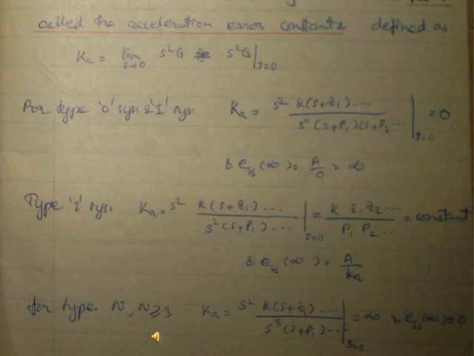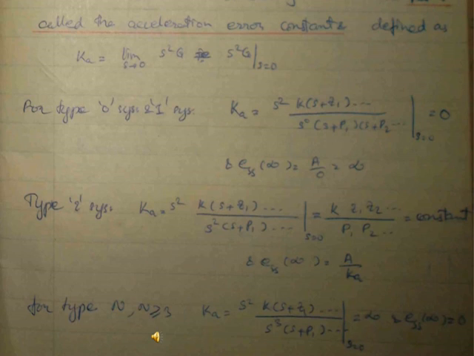For the type 0 system and also the type 1 system, we can write down the equation. K_a equals s squared multiplied by K multiplied by (s plus z1) divided by s multiplied by (s plus p1) multiplied by (s plus p2). In this case, you can substitute s equal to 0, so K_a is 0. Also, e_ss at infinity is equal to A divided by 0, which is infinity.